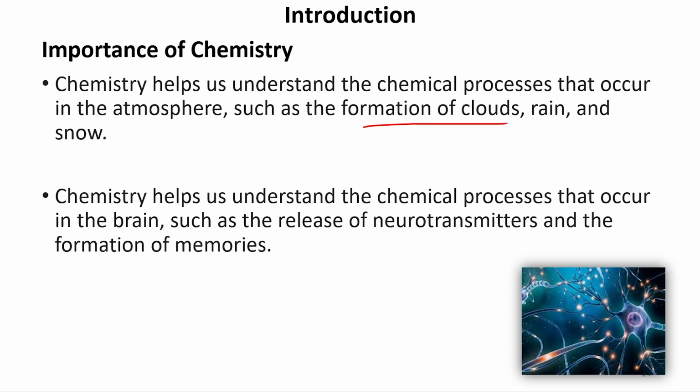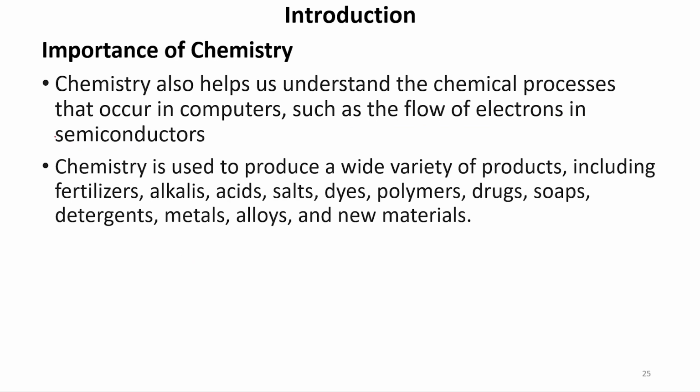It explains the formation of clouds, rain, snow. Okay, it also helps in studying the neuron system that exists in our brain, because the neuron system is nothing but the flow of electrons in our neurotransmitters so that our memory can be formed. It also helps us understand the flow of electrons in computers, because a computer is based on semiconductors, and a semiconductor mainly concerns the flow of electrons across the band gap. So chemistry is also used to study those things.